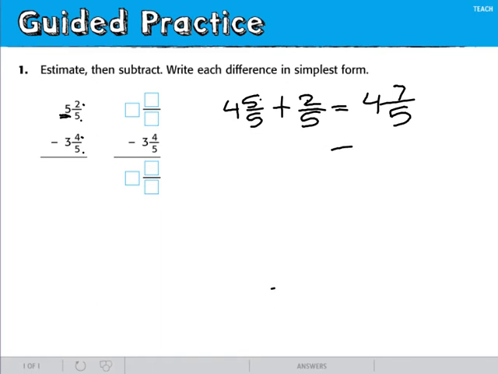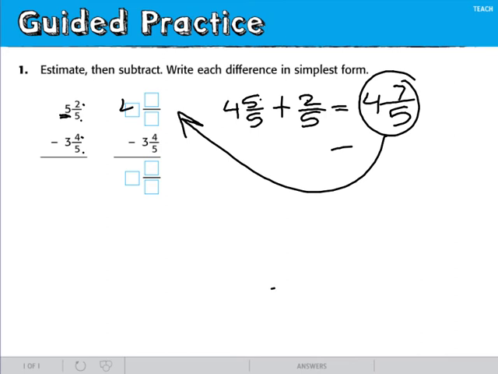Now I'm going to subtract. They already have it written down for us, so I can take this, plug it into our boxes over here. So 4 7/5. Alright. 4 subtract 3 is, 7 subtract 4 is, the 5 stays the same. Okay. Are you guys good to go? Yeah. One more? One more.